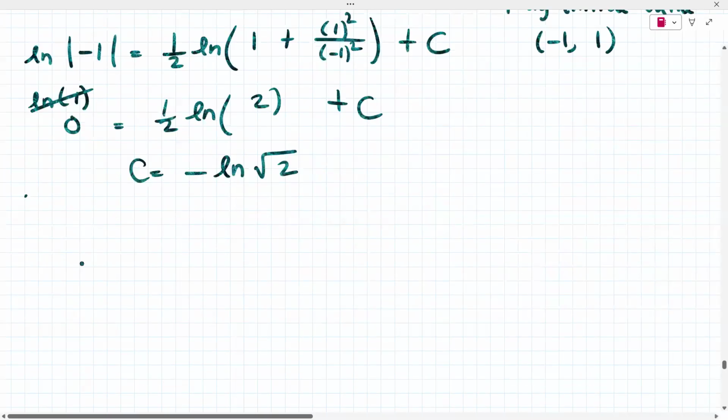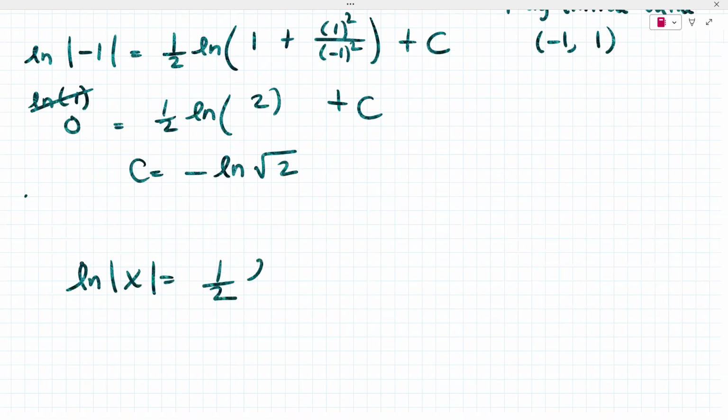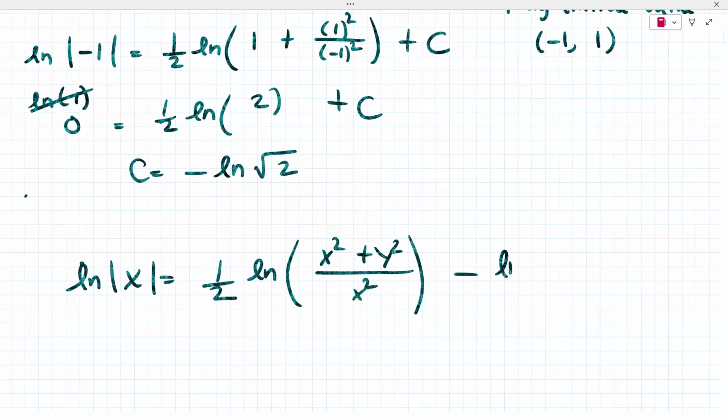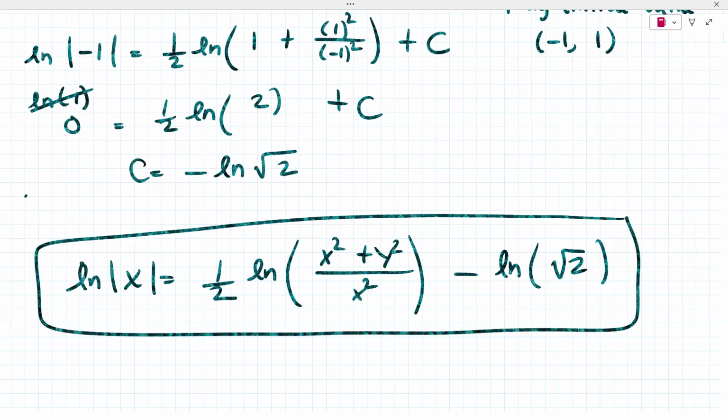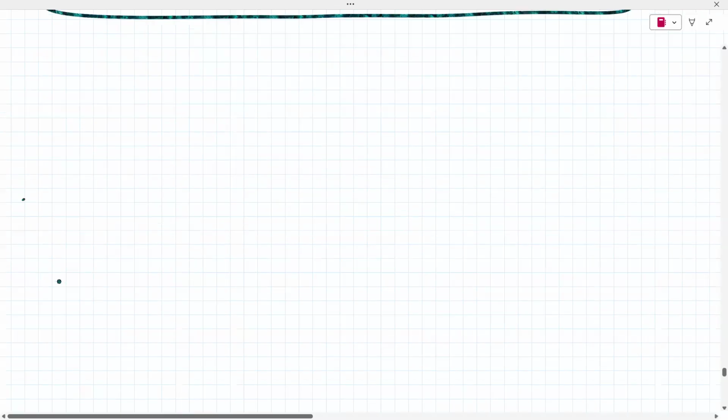Okay, so your final answer is going to be ln of absolute value of x equals 1/2 ln of x squared plus y squared over x squared minus ln of square root 2. That's it. And that is your final answer. And yeah, one last example. We're going to copy that down. Move on to example 5.